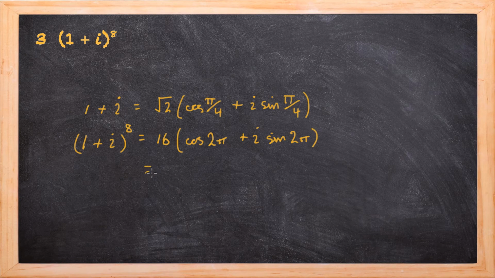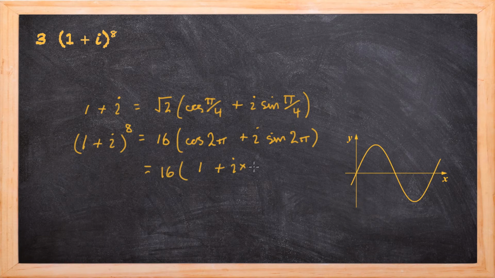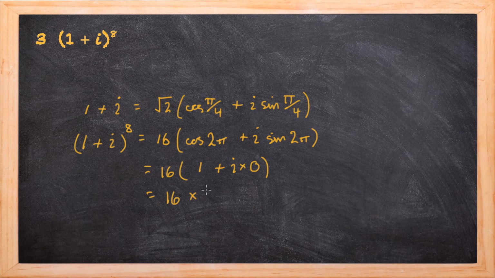And all that's left is therefore to evaluate cos 2 pi. Quick look at the cosine graph, 2 pi would be 1. And look at the sine graph, 2 pi would be 0. So that right-hand bracket has value 1, so it's 16 times 1, which just gives us 16.